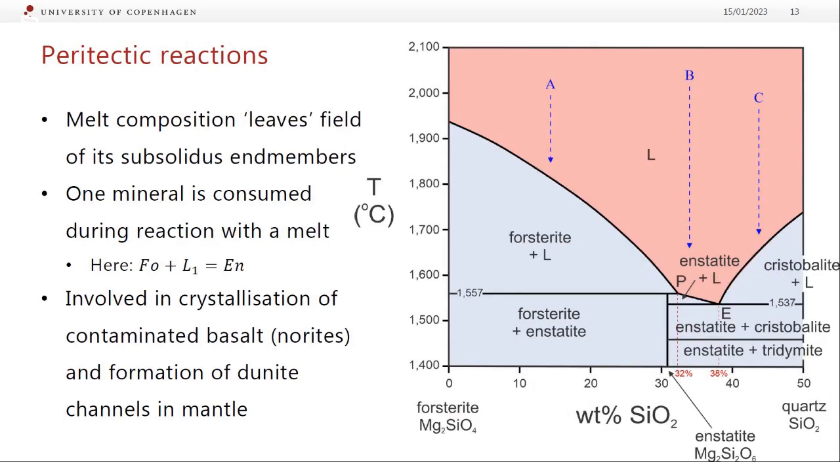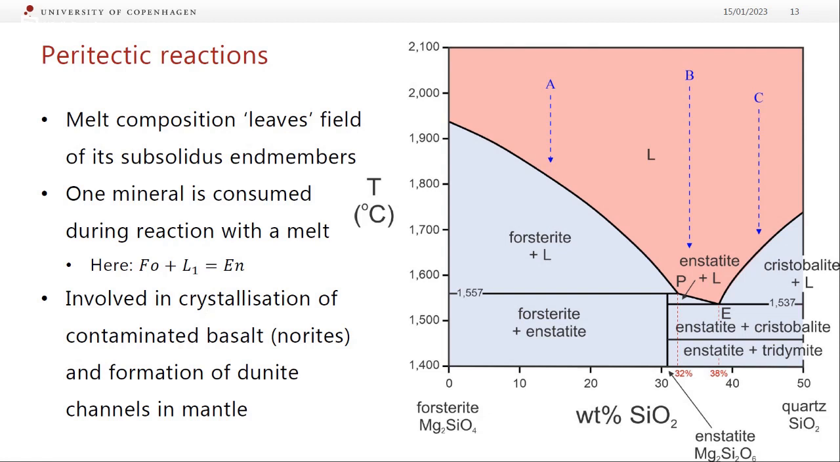The last type of crystallization process that we need to talk about are peritectic reactions. And I was thinking a bit about how to explain this better because I think I butchered it the first time around. So I think the way to think about it here is if we start with a melt composition A, it starts crystallizing forsterite, and we're reducing the amount of melt as we crystallize it. And the melt composition is moving over here.